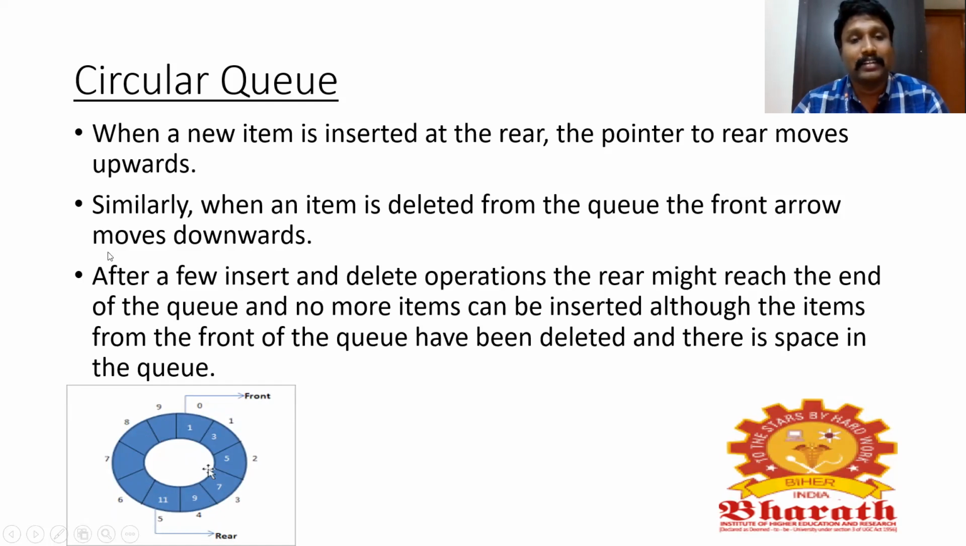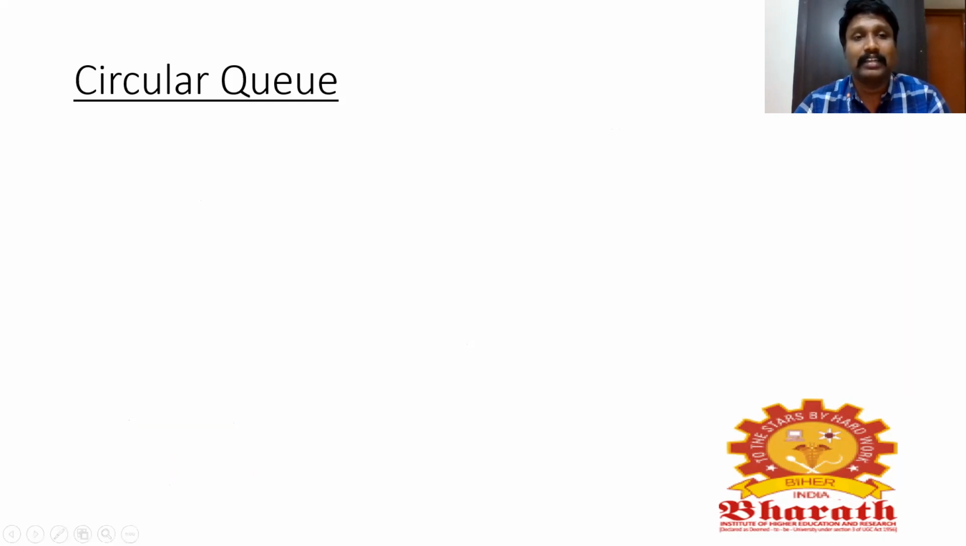Can you all understand it? Why? Because when an item is deleted from the queue, the front end moves downwards, and when an item is inserted at the rear, the pointer to rear moves upwards. So this is how the circular queue works. As you can see in this picture, although there is space because the elements were deleted, you can't add more elements to it. So that is about the circular queue.